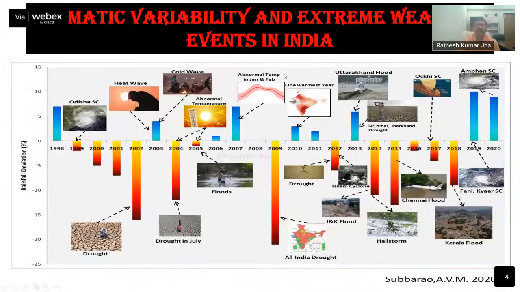Now this is the climatic variability and extreme weather conditions of India. India has been observing these since 1998. This is a report we have seen, and in most years we are having some extreme climatic condition. Drought is there, tsunami is there, cold wave, hot wave, and everything is there. So India is always suffering from these climate extremes.